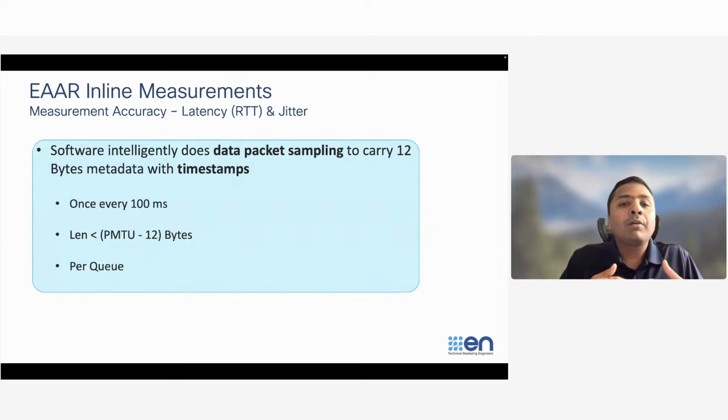So for latency and jitter measurements, since we add this metadata, we intelligently use data packet sampling, and we pick up a packet every 100 milliseconds and we add timestamps to it. And we also ensure that the packet doesn't exceed the MTU on the wire, to avoid fragmentation. And we do this automatically once you enable this feature. This is taken care of, and then again we do per queue measurement for latency and jitter.